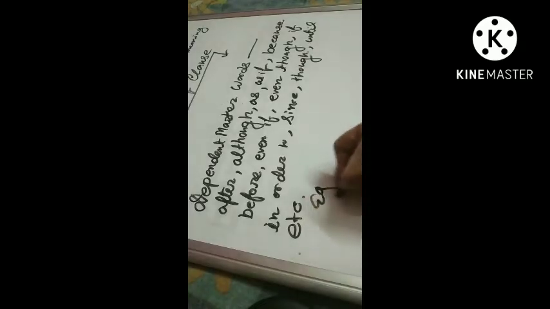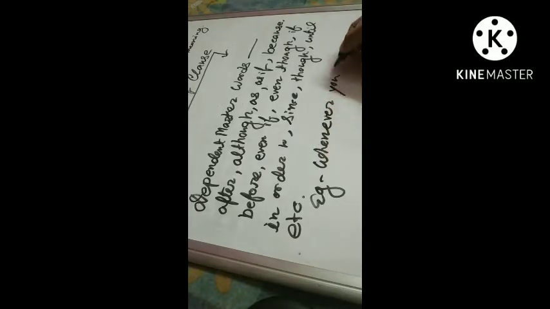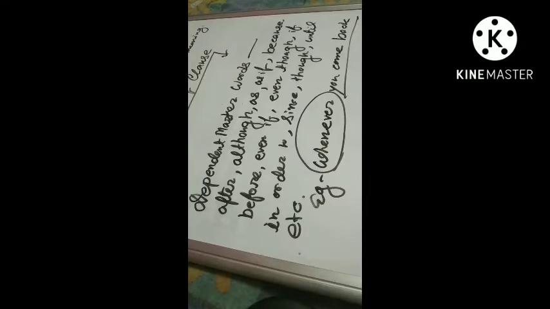Suppose you take the example, whenever is a dependent marker word. Whenever you come, so it is not a complete sense, it is a dependent marker word. Whenever you come back, okay, but if you say, you come back, then it is an independent clause. But when you add whenever, then it makes a dependent clause, that is, a dependent marker word.